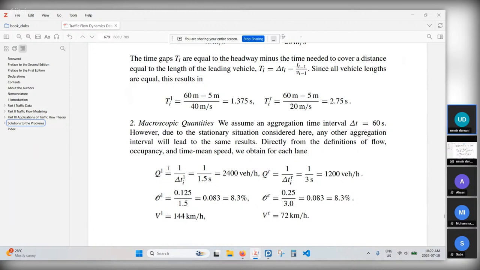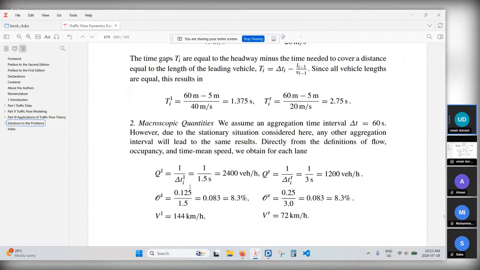So here we have the definition of the flow. We have previously seen the definition of the flow is number of vehicles divided by the time interval, but we can also estimate it as the average of the reciprocal of the time headway. So 1 divided by the expected value of time headway, that is how they explain it in the chapter.